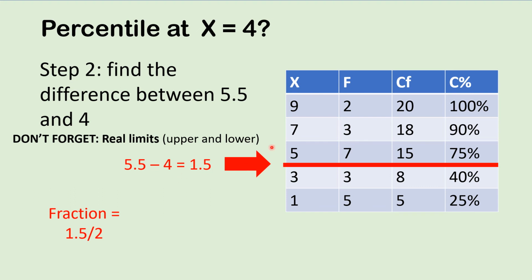Now that we have the width of the interval, the next step is to find the difference between 5.5 and 4. Once again, the real limits still apply here because we're still working with the raw scores. So 5.5 is the upper limit and 4 is the value that is given in the question. So when we subtract 4 from 5.5, we get a value of 1.5. So now we actually have our fraction. The width of the interval is 2. And then the difference from that upper limit to the value of 4 is 1.5.